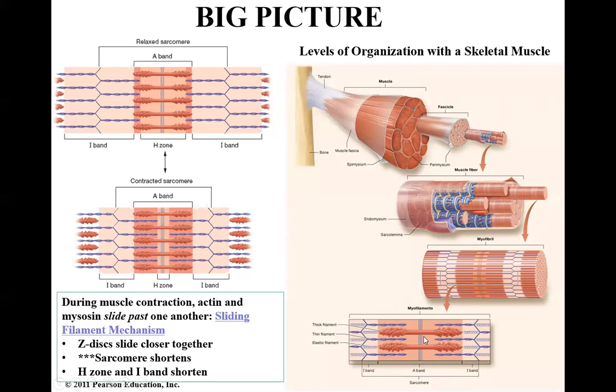These sliding filaments, right? So myosin actually binding to actin and pulling it over, detaching, binding again, pulling it over, and so on and so forth, bringing those Z discs closer together.